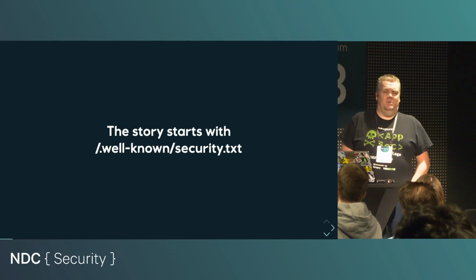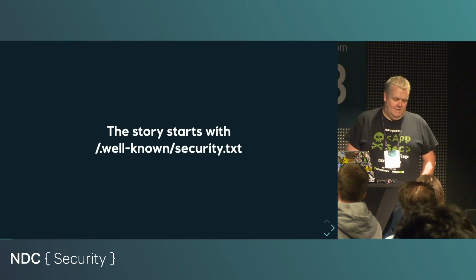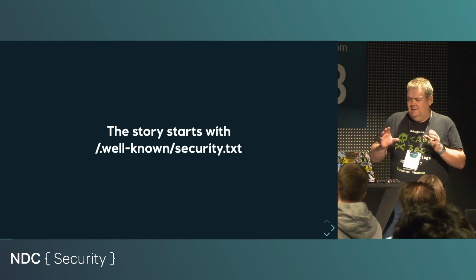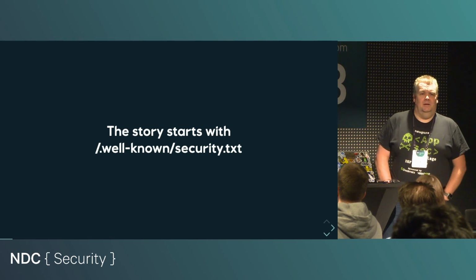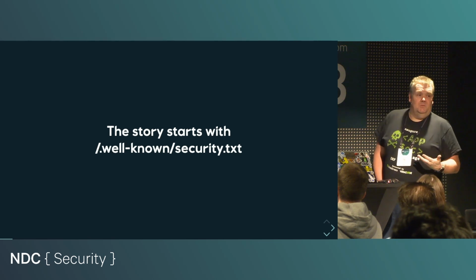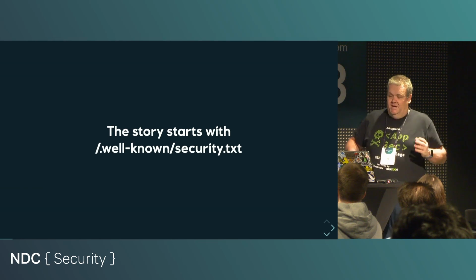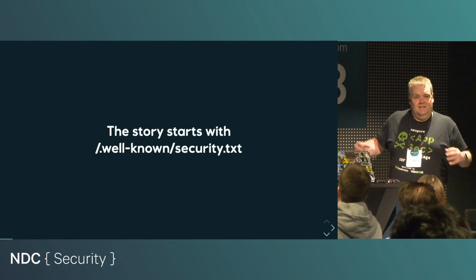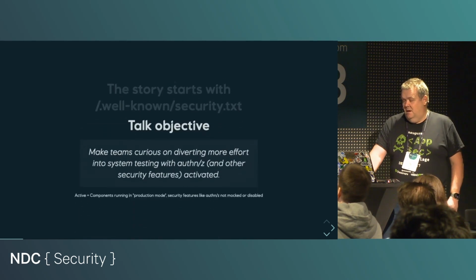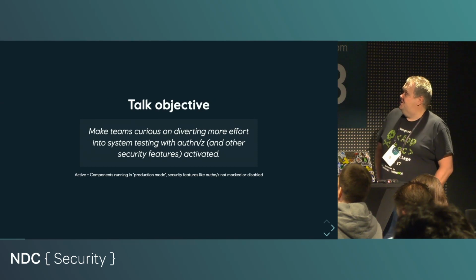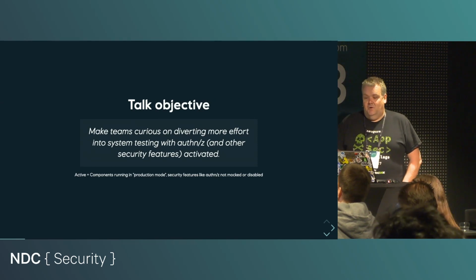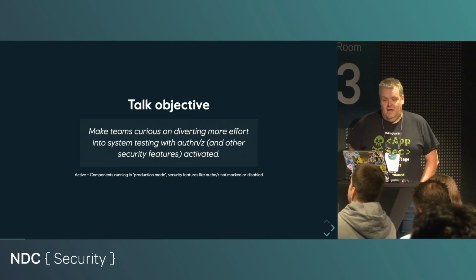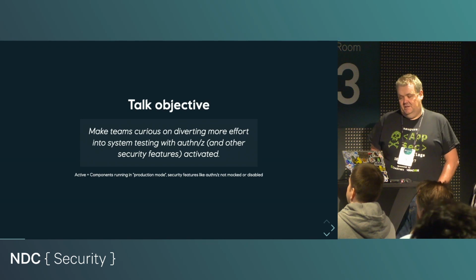And the team tells us, well, we should maybe do more security testing, we should do it differently, but doing this kind of security testing and doing it properly is super hard. And then the AppSec team that I'm joining typically digs into this and sees if we can create some patterns that the teams can use to make things a bit more secure. And that's the content of this talk. So the objective is to make teams more curious about diverting more effort into system testing with authentication, authorization, and other security features activated.